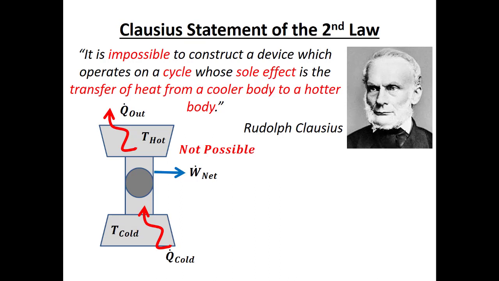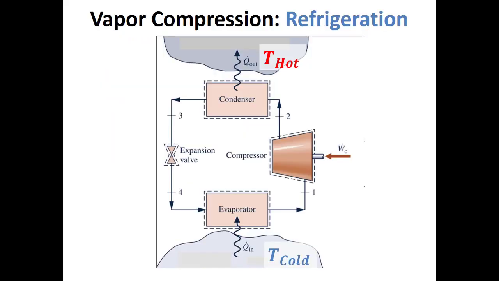But I can't do that and produce work. I can't even do that and break even. If I make a machine like this, which looks like a refrigerator or a heat pump, then I have to plug that machine into the wall. It requires input power for this to run on a cycle. And that brings us to the vapor compression refrigeration cycle.